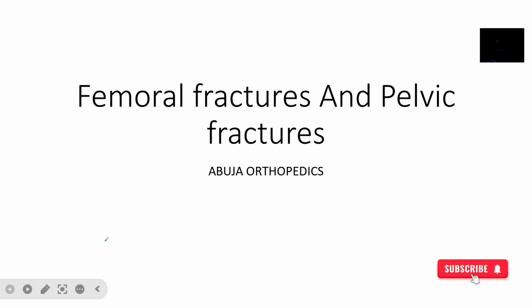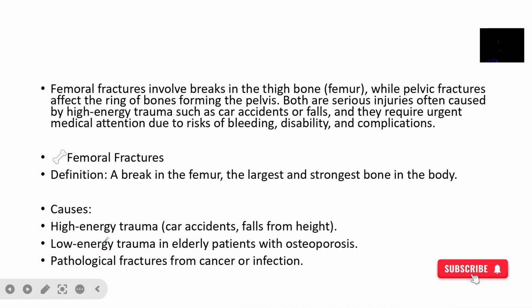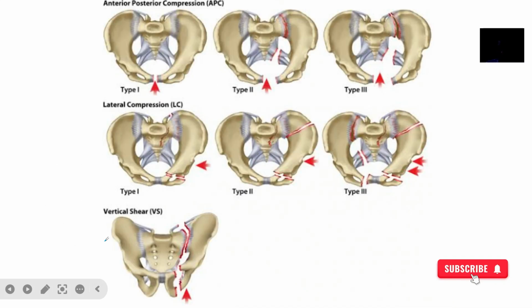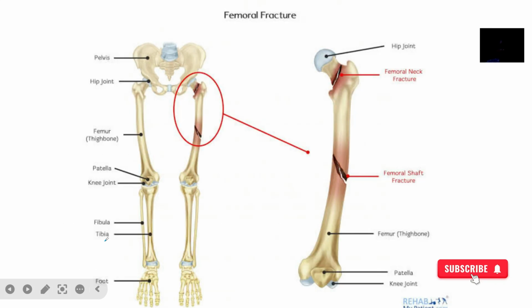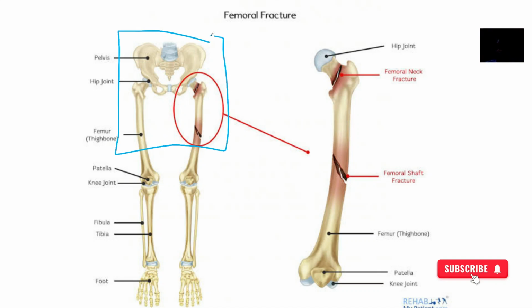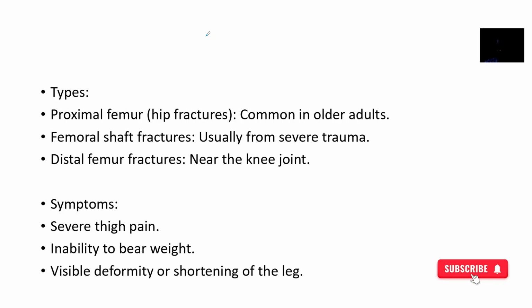Alright, now we'll talk about two types of fractures, and this is what is known as the femoral fractures and also the pelvic fractures. Okay, femoral fractures, pelvic fractures. So just so you know, a femoral fracture is a break in this bone that joins with the pelvis. Now the femur is close to the pelvis, that's why we actually discuss these fractures together. So pelvic fractures here is any fracture that affects the ring bones forming the pelvis.